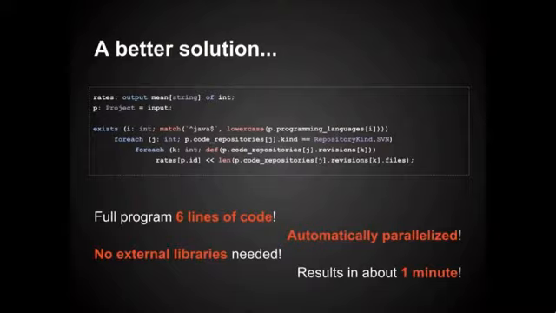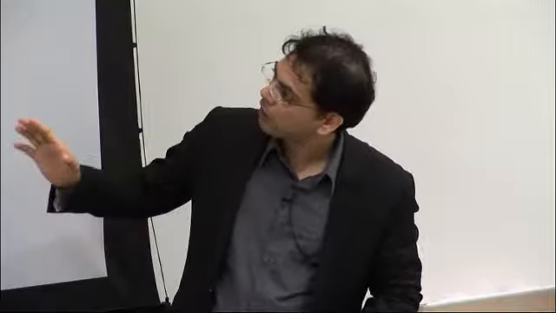Here is an alternative in BAW. This program essentially answers the same question. I'm going to explain different parts of this program to you during my presentation. But just to make some basic high-level observations, this full program is about 6 lines of code. It doesn't require users to understand external libraries. It's automatically parallelized, and it gives you the same result in about a minute.